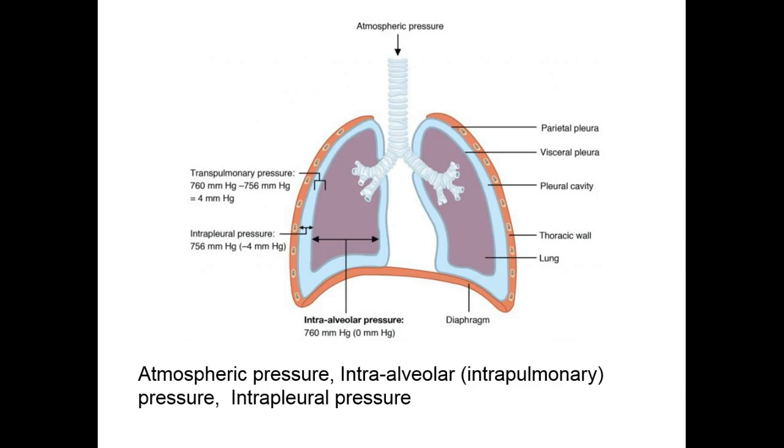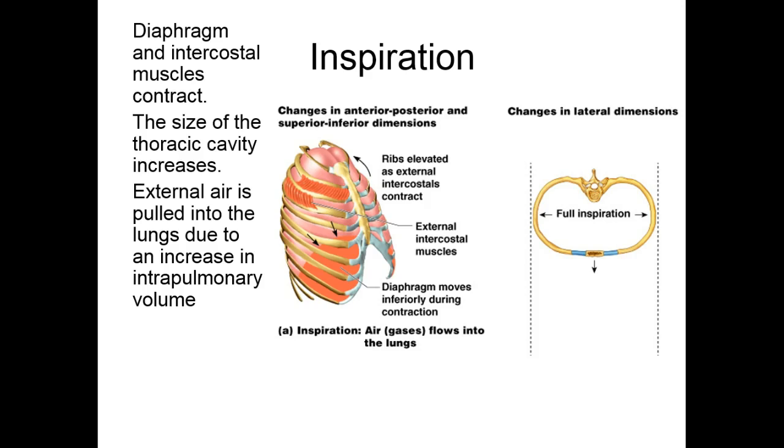The difference between atmospheric pressure and intrapulmonary pressure is small. Actually, any of these changes in pressures are very small. We're talking about very small margins here. And then with regard to inspiration and the muscles of inspiration, diaphragm and intercostal muscles contract, the size of the cavity increases, and so air is pulled into the lungs due to increase in intrapulmonary volume. It just makes sense. We just talked about this.